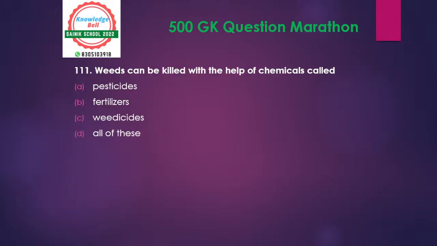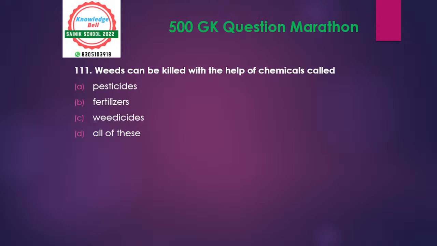Question number 111. Weeds can be killed with the help of chemicals called pesticides, fertilizers, weedicides, or all of these. We can kill the weeds with the help of some chemicals. Correct, Abhijit. Your answer is right here. What will be the correct answer?